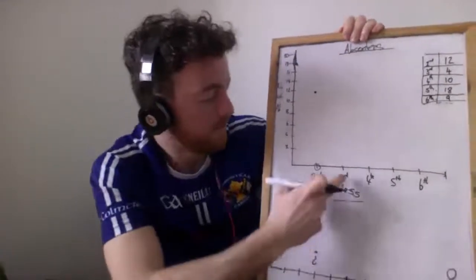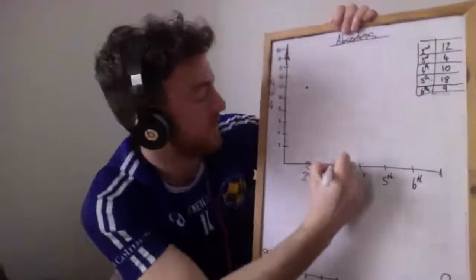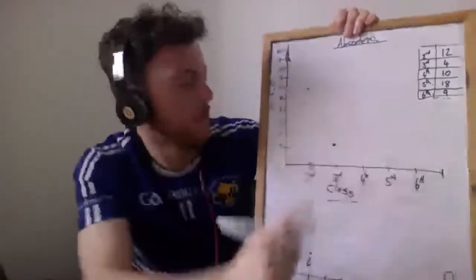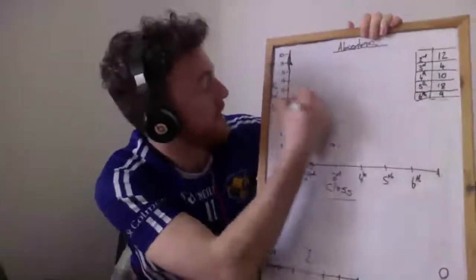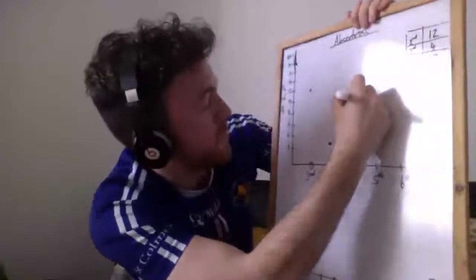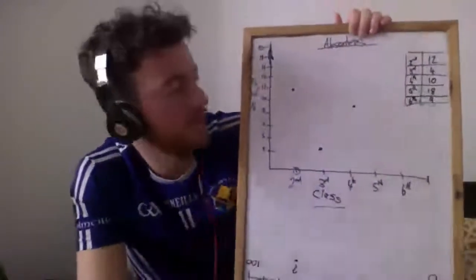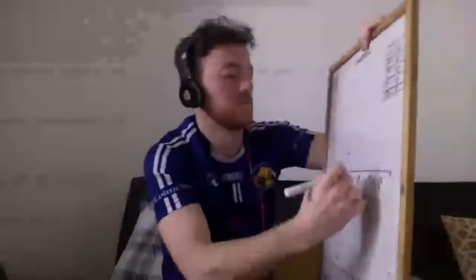Next one then. Third class. Third class has 4. So third class, I find my 4. There's 4. Fourth class has 10, so go to fourth class, find 10, and there we go. There's that data put in. Fifth class has 18. Ooh, fifth class, haven't showed up at all.